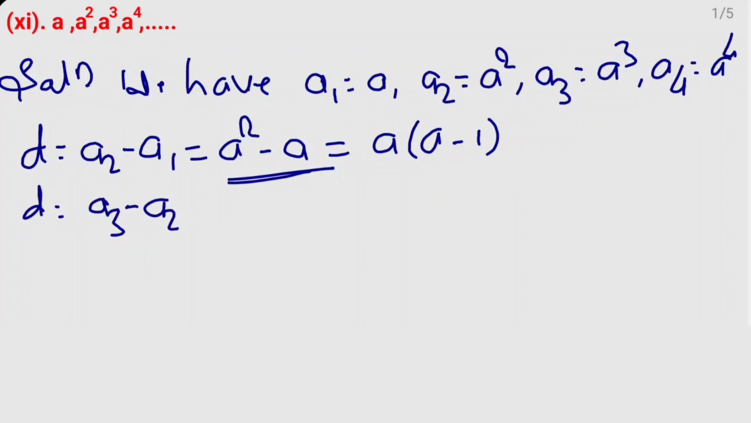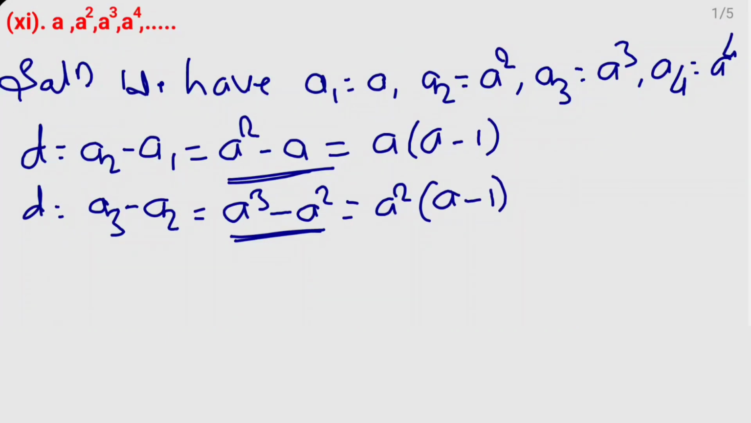So next d equals a3 minus a2. Here a3 is a cube minus a2 is a square. In these two terms a square is common, so take a square outside, remaining a minus 1. And look here, d is a into (a minus 1), and here d is a square into (a minus 1). So these two d are not equal, meaning d is not a constant, therefore the given numbers are not in AP.